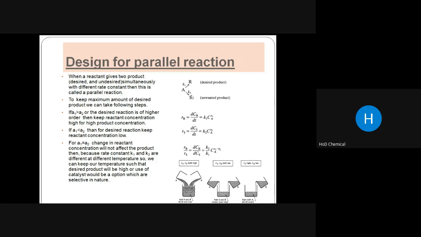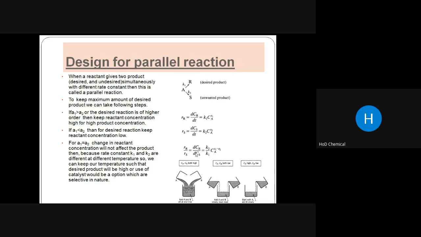Like we have to write for the unwanted product also. So from basic parallel reactions, we have to write the rate of reaction for the desired product and the unwanted product also. Okay. So first this is the equation for the desired product, and then second the unwanted product, like Rs equal to dCs by dt equal to K2 into Ca power small a2.